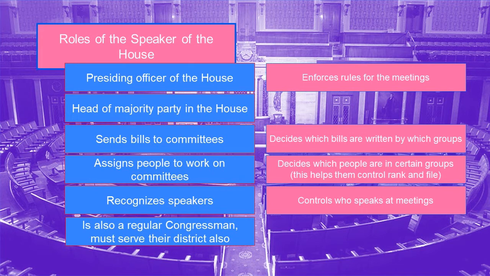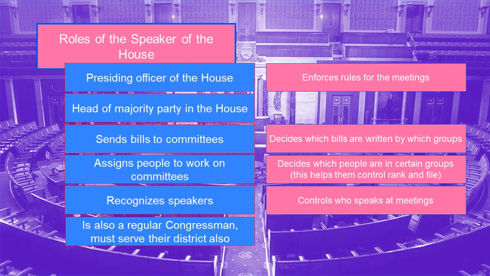Because she recognizes the speaker, she has a lot of control over who gets to speak in the House of Representatives. She is going to let members of both parties speak, but this is another reason why people want to make sure and listen to the directions of the Speaker of the House. You want to be on good terms with the Speaker of the House so that you are recognized to speak when you want to.